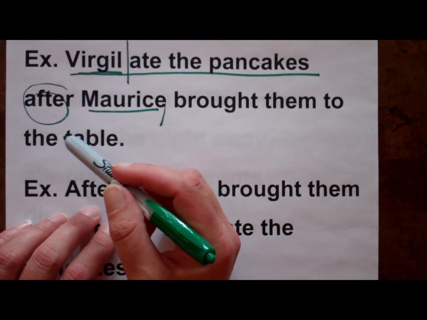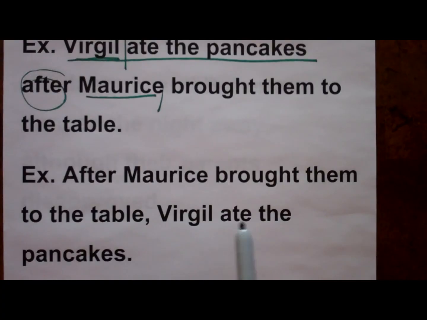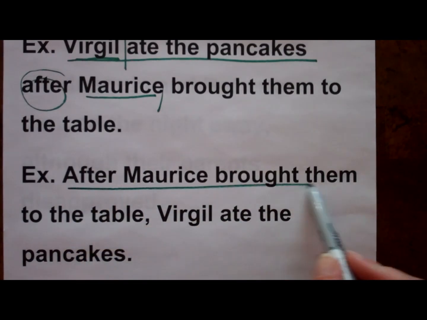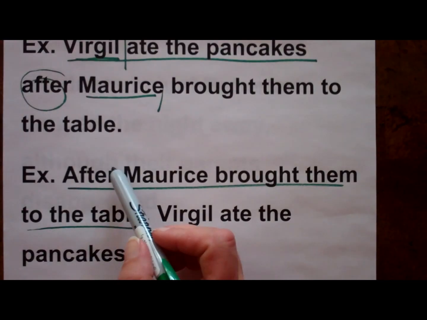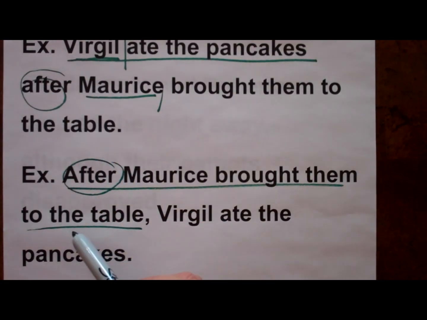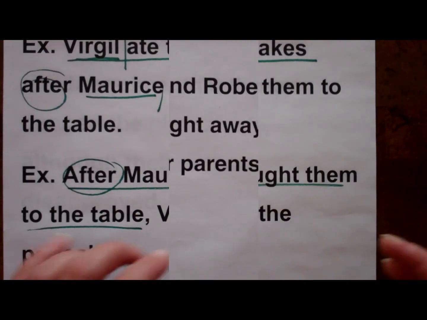Let's switch the sentence around and see if anything changes. After Maurice brought them to the table, Virgil ate the pancakes. After Maurice brought them to the table is still the dependent clause because it still begins with that trigger word, the subordinating conjunction after. Let's look at one more.